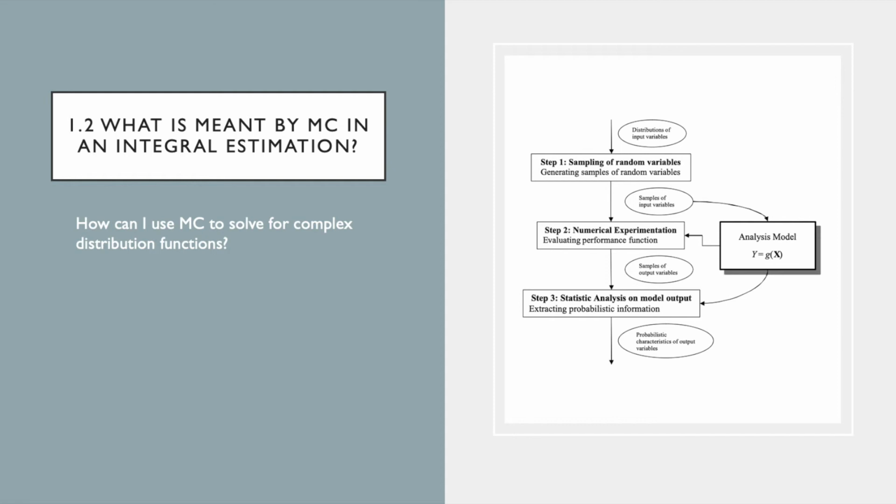In order to use Monte Carlo to solve complex distribution functions, we must first determine the most appropriate distribution of the input variables and randomly generate a sampling of numbers. These variables are inputted into the analysis model. This analysis model is the function that will evaluate the performance of the model. After the random population of numbers has been generated, the resultant of the function becomes the sample of output variables. The statistical analysis on the output of the model allows for the probabilistic information to be gathered for the complex distribution function to be solved.